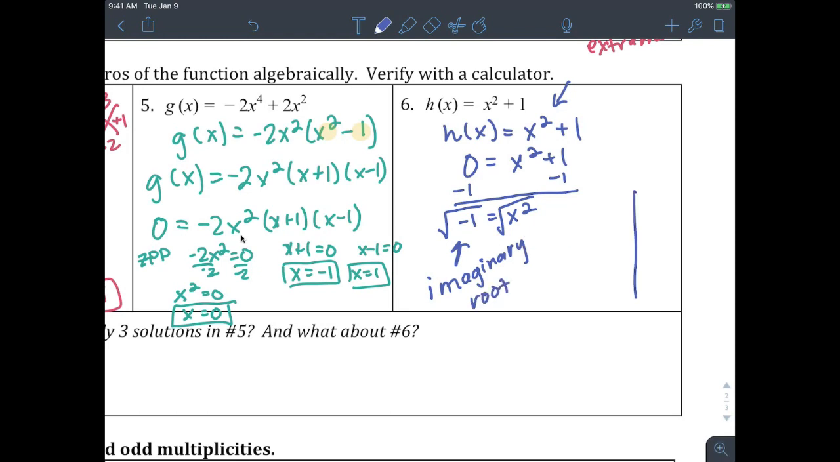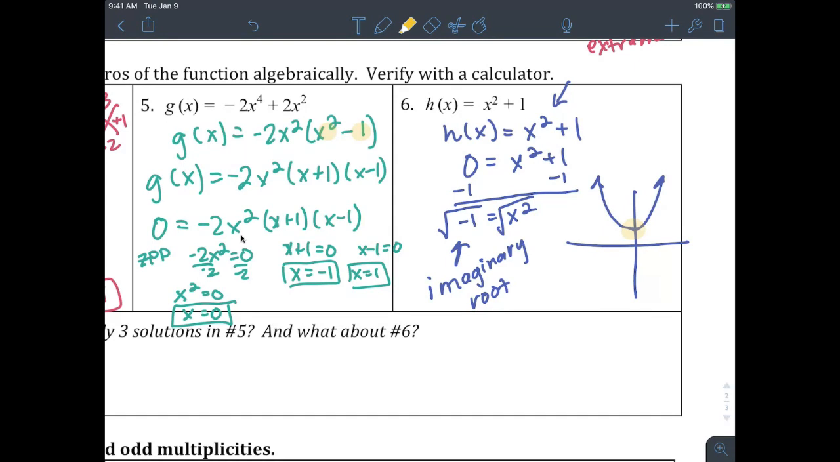Think about what this looks like. X squared plus 1. When the function is above the x-axis, basically, then we get imaginary roots. If the extrema turns without hitting the x-axis, then we're going to have imaginary roots in our graph.